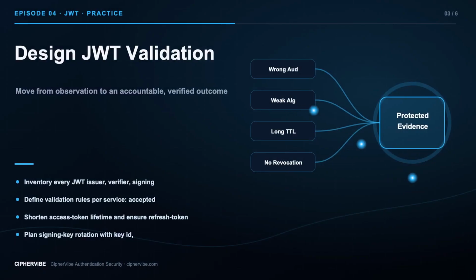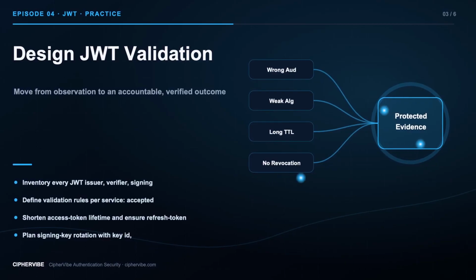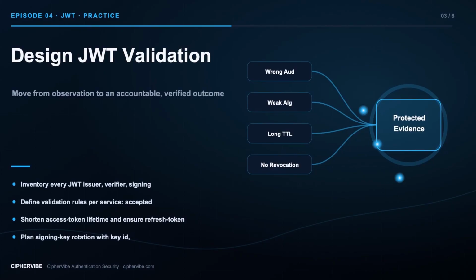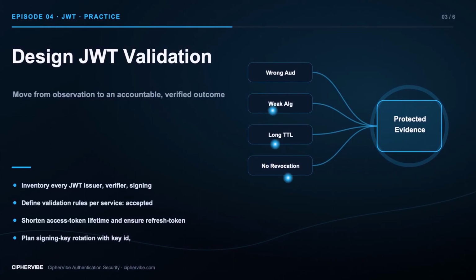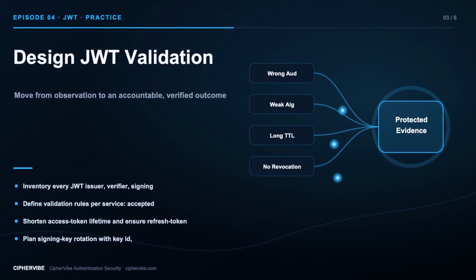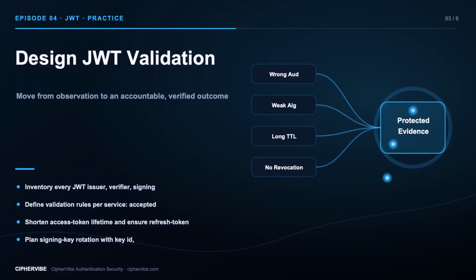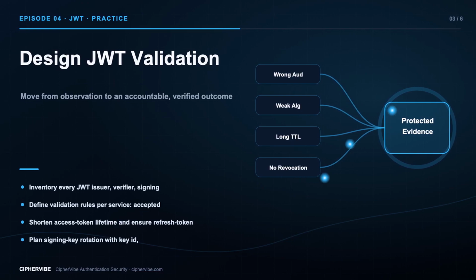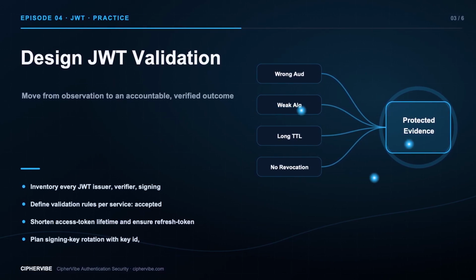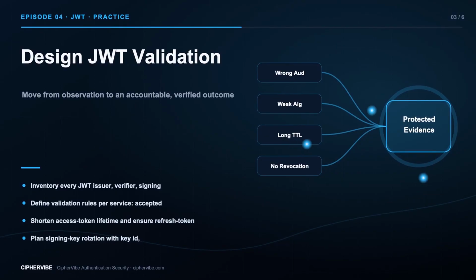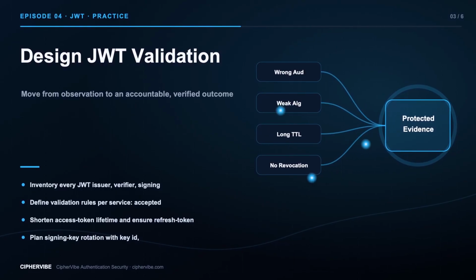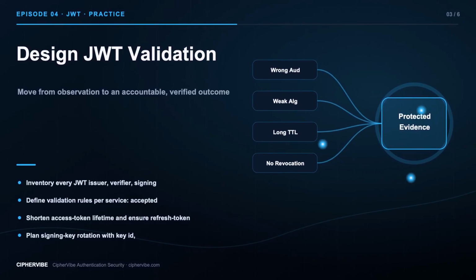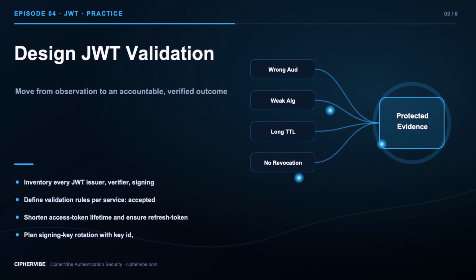Now turn the mental model into a repeatable workflow. First, inventory every JWT issuer, verifier, signing key, JWKS endpoint, audience, token type, lifetime, claim mapping, and authorization dependency. Second, define validation rules per service, accepted issuer, allowed audience, allowed algorithms, required claims, clock skew, key source, and error behavior. Third, shorten access token lifetime and ensure refresh token storage, rotation, and revocation match the risk.